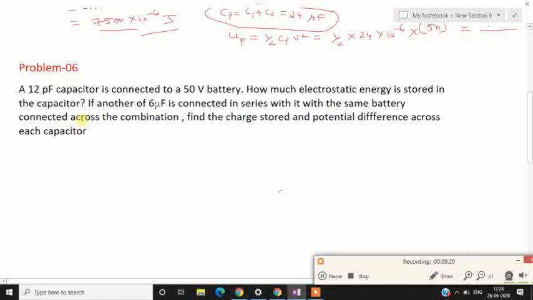So you can go through this problem here. Someone is not muted.